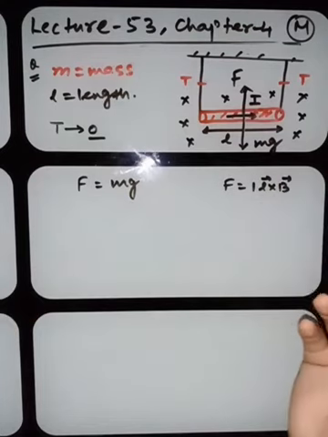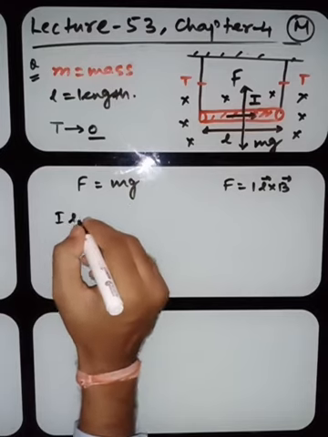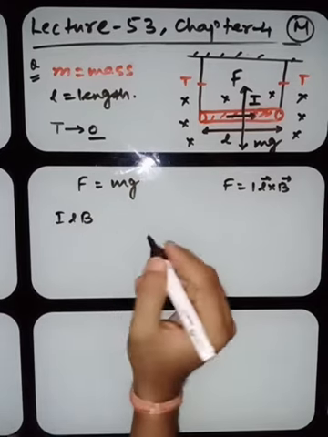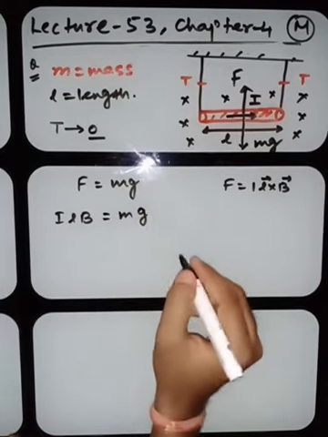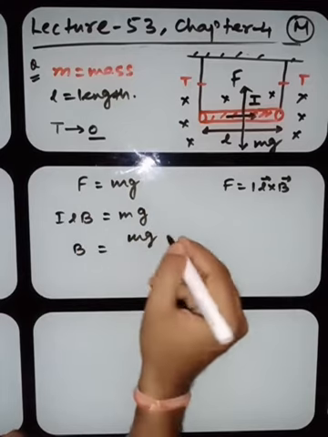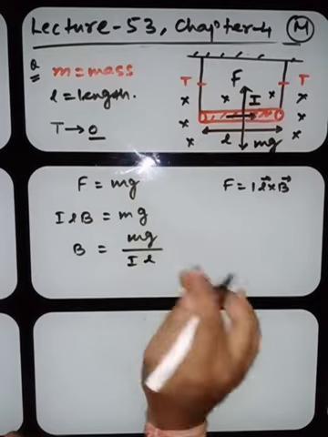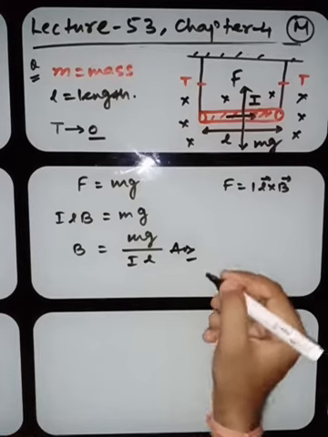Now the magnitude. F is nothing but I L B sine theta. Here theta is 90 degrees, so sine 90 will be 1, equals mg. What we have to find? Magnitude of field. So it is B equals mg by I into L. If the values are given, you can find out the answer. It is in Tesla. All right.